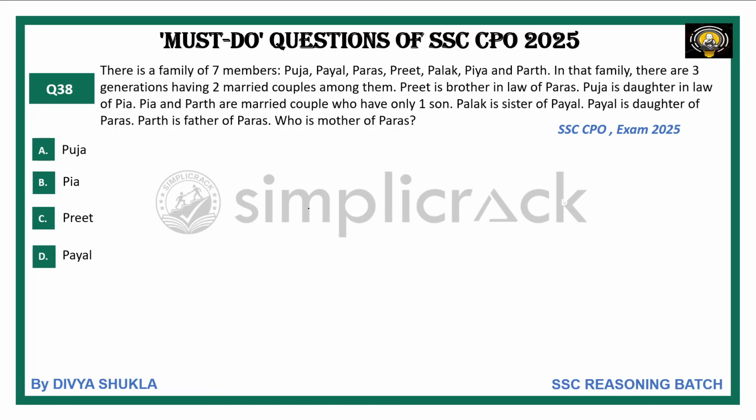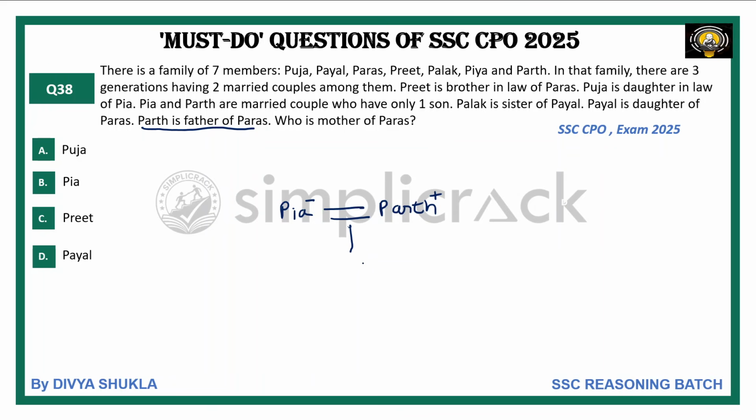So understand, Pooja is daughter-in-law of Pia and Pia and Parth are married couple. So Pia is married to Parth. And Parth is father. So I'm just writing plus sign here. And this Pia is the wife of Parth because you can see Parth is the father of Paras. And they are having only one son.